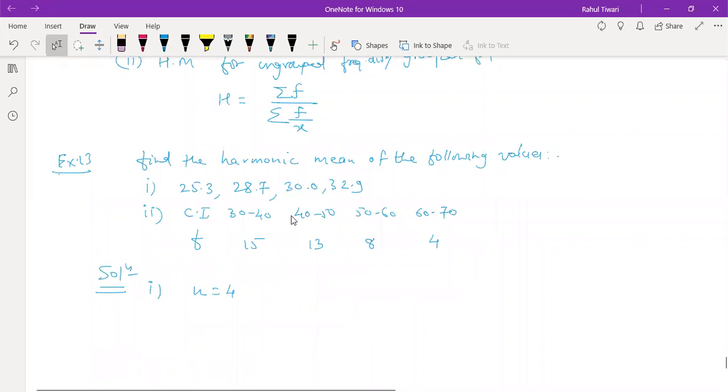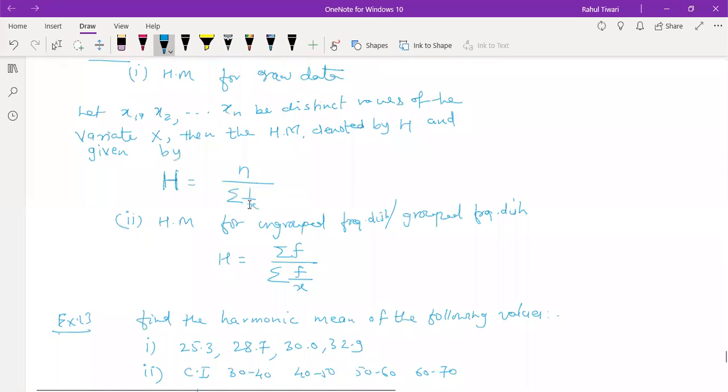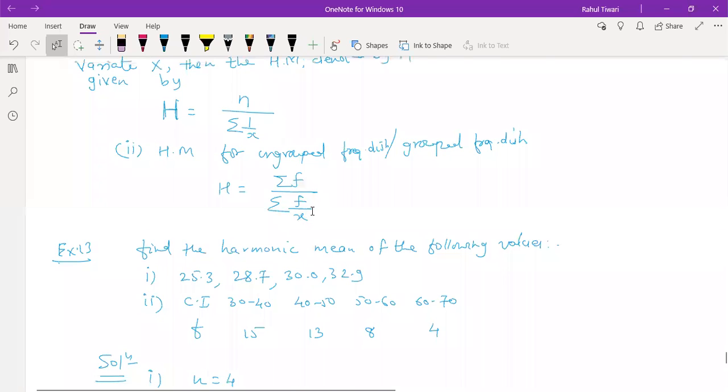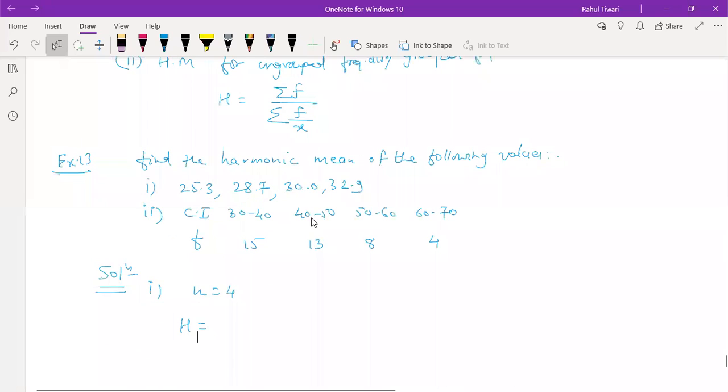And use the formula h is equal to. Now here one can create a table like this way. 1 upon x, so you make a table of x and a table of 1 upon x. But if you don't want to make a table, you can do it directly. It's not necessary to make a table. So it's 4 upon 1 upon 25.3, plus 1 upon 28.7, plus 1 upon 30.0, plus 1 upon 32.9.